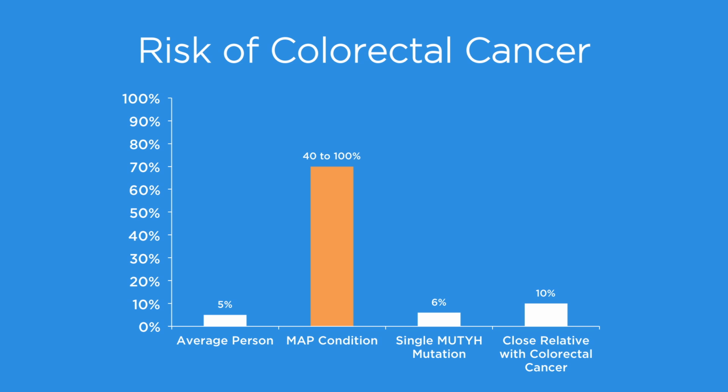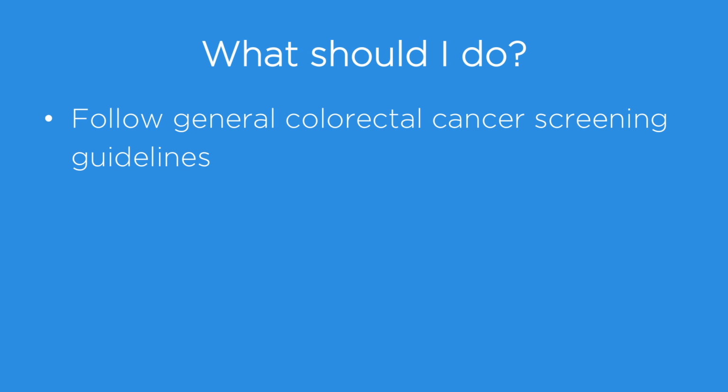People with 2 MUTYH mutations are at a much higher risk for colorectal cancer. They have between a 40 and 100% chance of developing colorectal cancer during their lifetime. People with a single MUTYH mutation have just a very slightly increased risk of developing colorectal cancer. They have a 6% chance. For comparison, people who have a parent or sibling with colorectal cancer have about a 10% chance of developing colorectal cancer during their lifetime. Right now, there aren't any standard medical guidelines for people with a single MUTYH mutation.